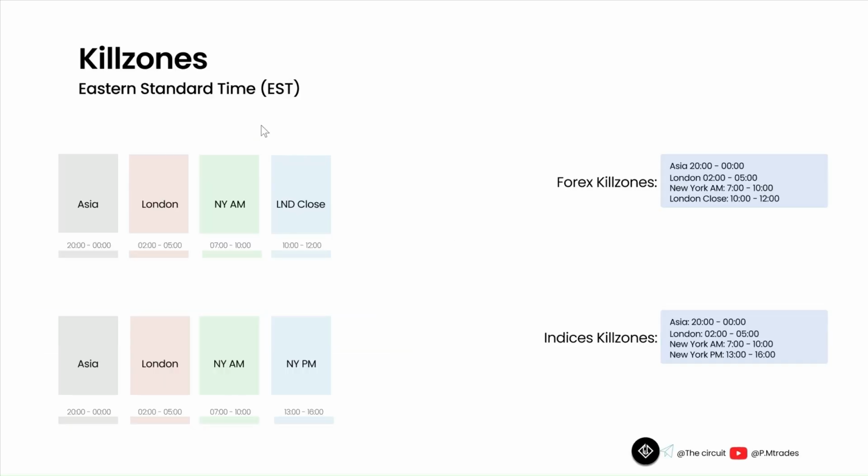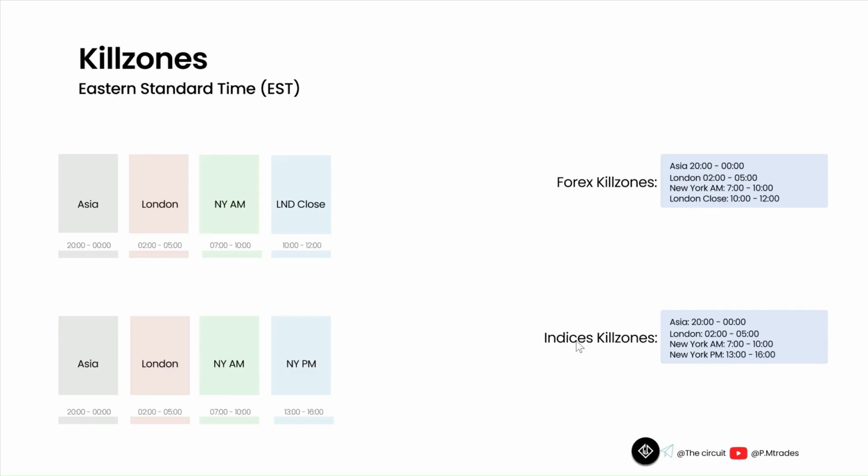What are kill zones? These are specific times in the trading day with higher volatility, making it ideal to catch large expansive moves. Basically, we want to position ourselves at a time where we can catch large expansive moves. Please note that I'm using Eastern Standard Time to outline these kill zones. For Forex, we have the Asia, the London, the New York AM, and the London close.